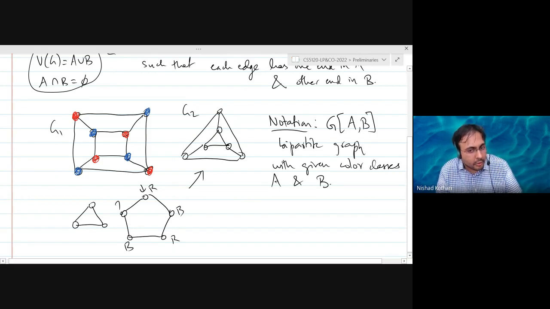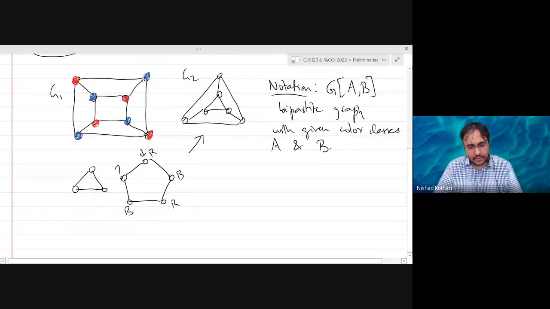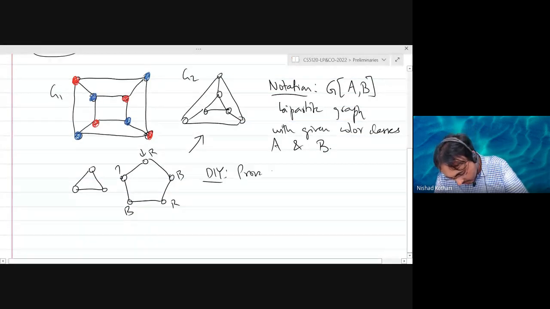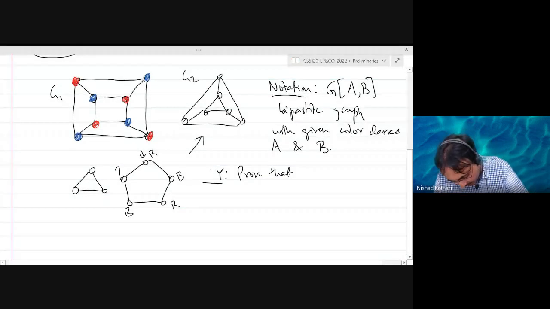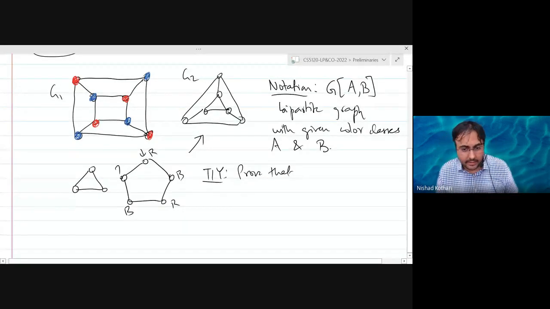And in fact, the converse is also true. This is something I hope you would have seen in your previous courses. But if not, I would suggest that you try doing this on your own. Prove that. In fact, I'll put it as a try it yourself. It may appear on your assignments. It's a fairly easy problem.